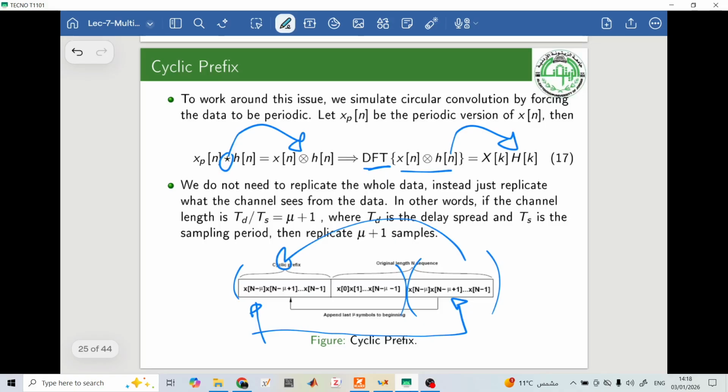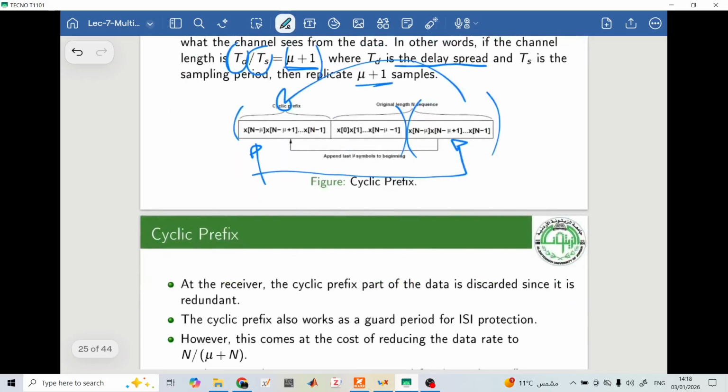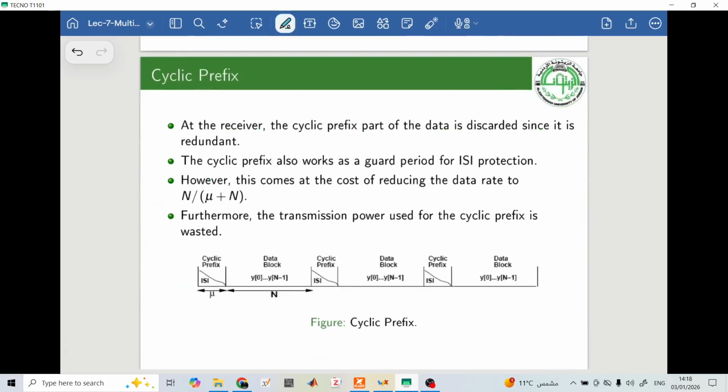Now, how many symbols do we choose? It depends on the delay spread, right? If we take T_D, the delay spread, divided by T_S, we'll get this value mu plus 1. So those symbols should be replicated. The mu plus 1 samples from the end of the symbol should be appended at the beginning of the symbol. So this is from a DSP point of view.